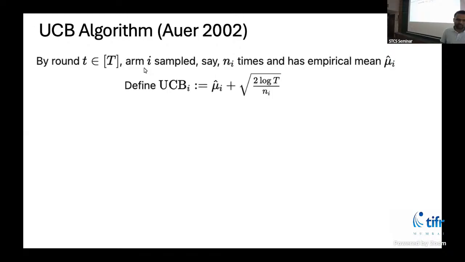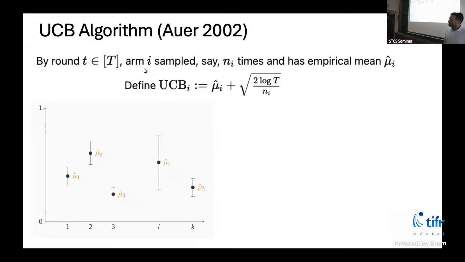But suppose some arm has been pulled enough number of times, then this second term is small enough, and the UCB is governed by the sample mean. If an arm has been pulled enough number of times, this sample mean, by the law of large numbers, is close to the true mean. So this is the UCB estimate.